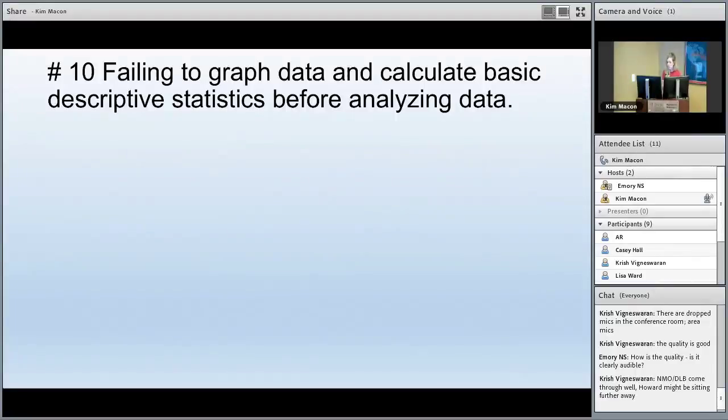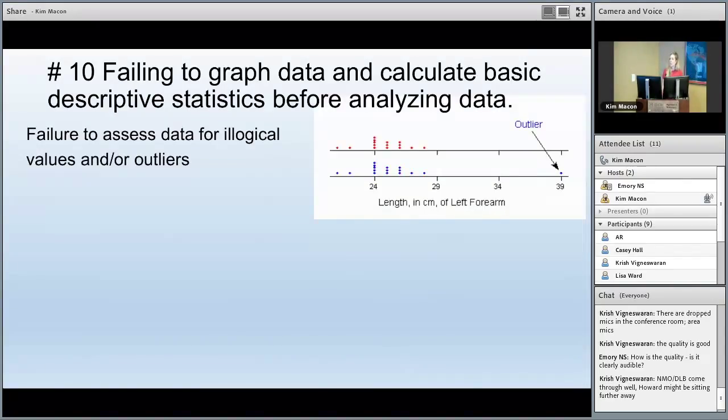So, number one I want to talk about is failing to graph data and calculate basic descriptive statistics before analyzing your data. So does anyone know what a descriptive statistic is? Yes? Range, yes, that is one. A mean, a standard deviation. So what happens is we fail to assess our data for illogical values and/or outliers.